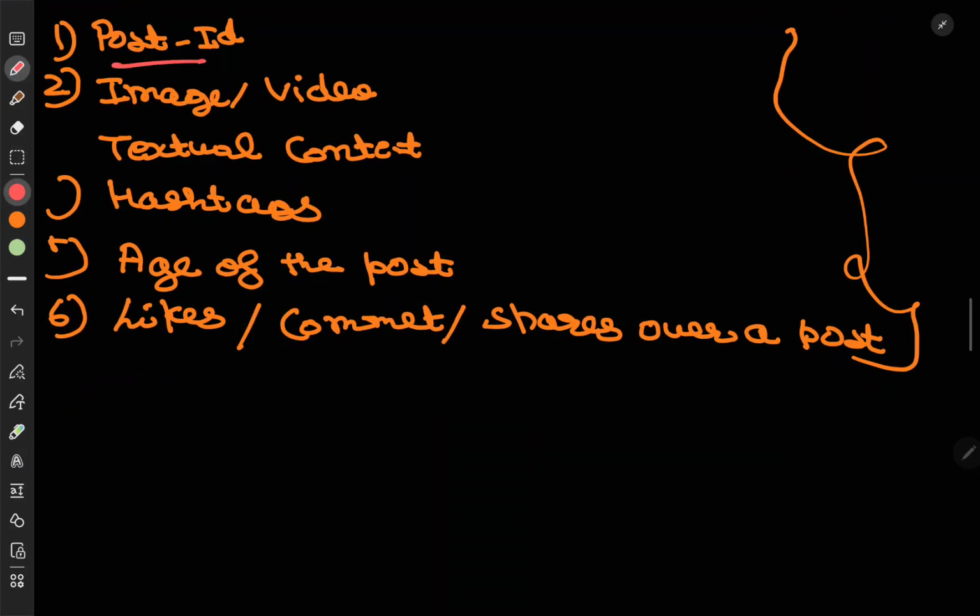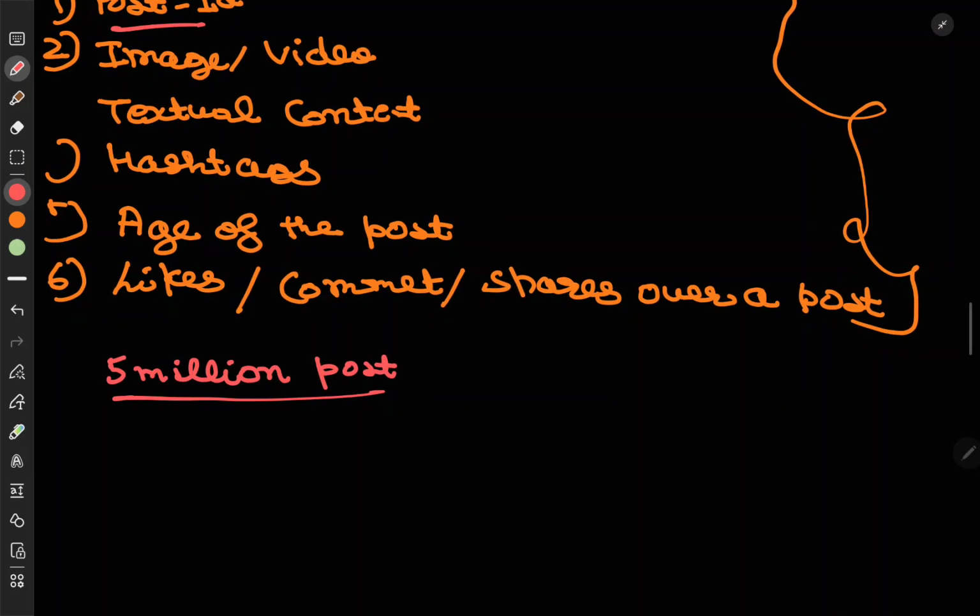So we have this post ID. We have around 5 million posts, roughly, over our platform. So the data is really large, right? And if we need to convert this post ID into something meaningful, the best thing is to convert them into embeddings. Now what should be the size of the embedding vector that we choose? That is the question.